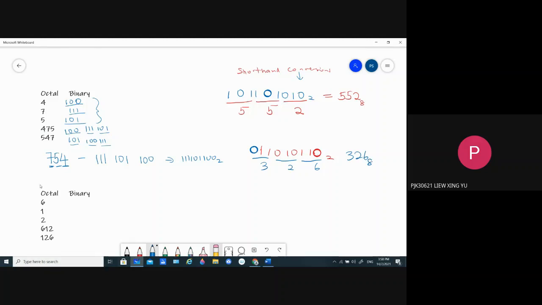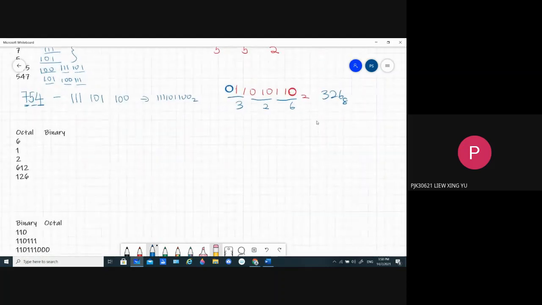Okay. So that is how we change from binary to octal very quickly. As long as you know digits 0 to 7 and what they are in binary, you can do this very fast.